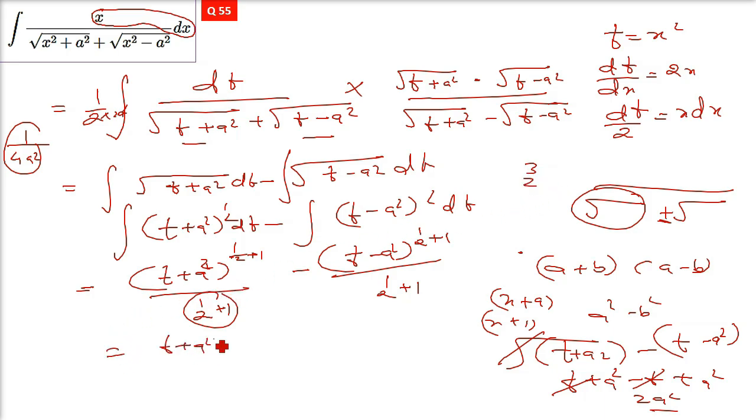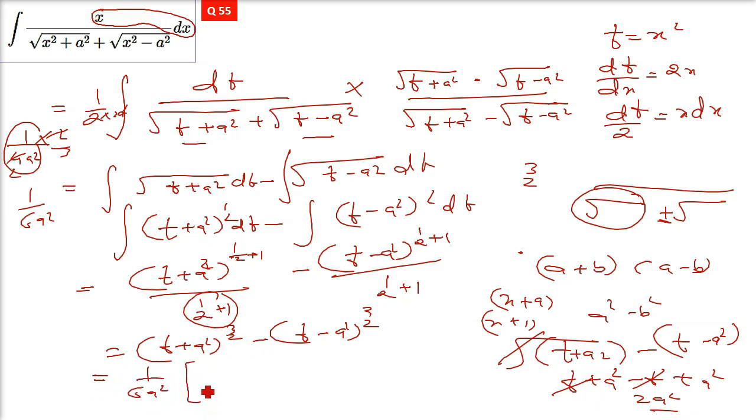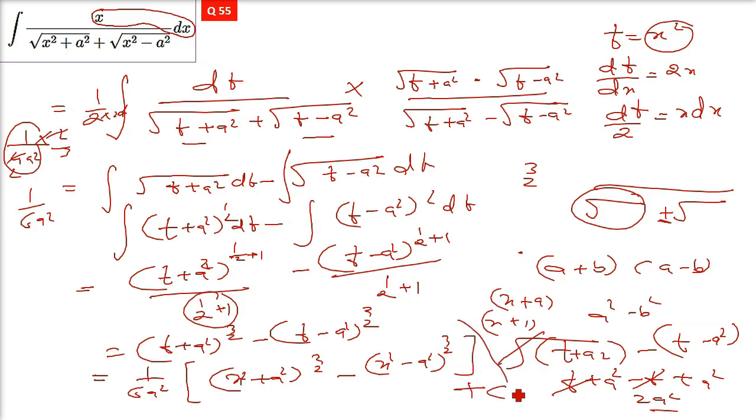What is in the numerator? t plus a squared to the power 3 by 2, minus t minus a squared to the power 3 by 2. This 2 by 3, when it gets multiplied with 1 by 4a squared, 2 gets cancelled with 4, 1 by 2 squared into 3 is 1 by 6a squared. This 1 by 6a squared will be here, and this whole inside is going to be x squared plus a squared to the power 3 by 2, because I'm replacing t by x squared now, minus x squared minus a squared to the power 3 by 2, plus constant of integration, of course. So this whole is your final result.